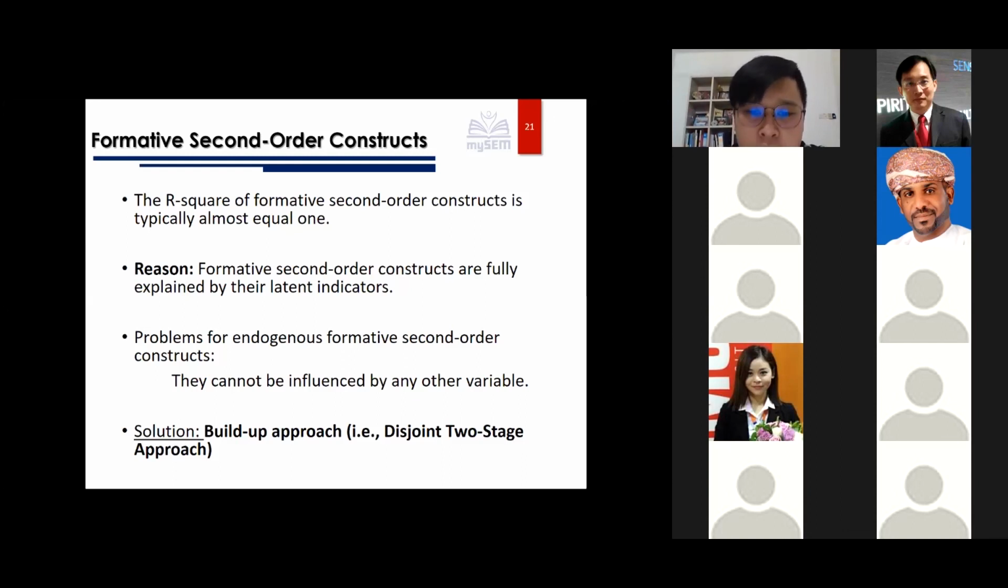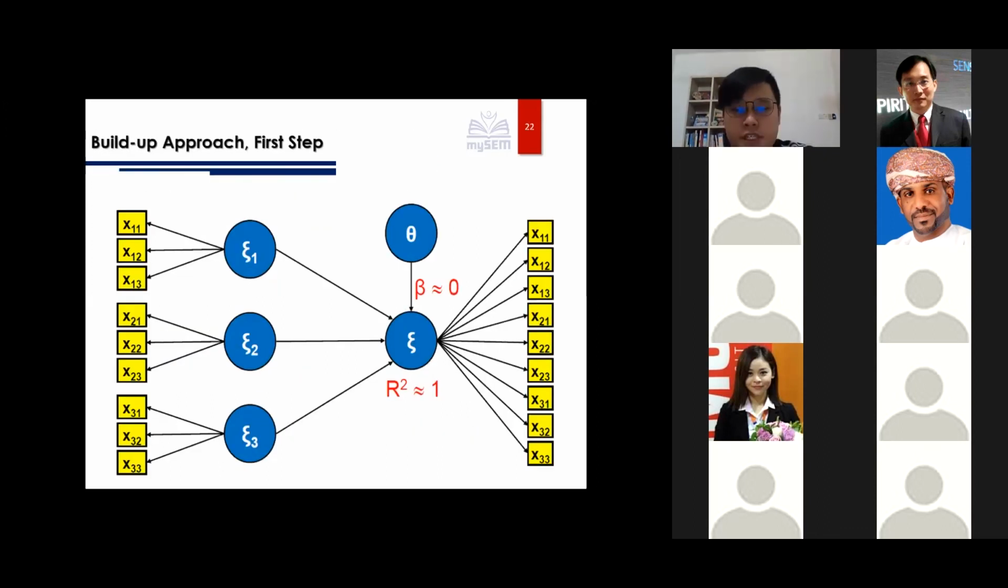When you do a formative second order construct, the dimensions form the second order construct, and then the other IV points to the second order construct. Your R square will become 1 because it cannot be influenced by any other variables, or else there's an issue. From that, there is another technique called the disjoint two-stage approach, or embedded two-stage approach, which I'm going to explain further. Just now that one was the repeated indicator approach. Now we move into the two-stage approach.